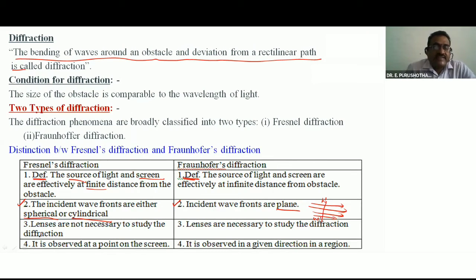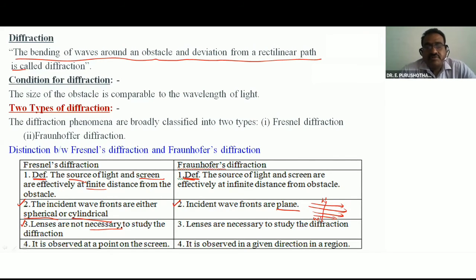There is no need of lenses in Fresnel diffraction. Lenses are not necessary to study diffraction in Fresnel diffraction. That is the third point. It can be observed directly on the screen without the help of any lenses or mirrors.